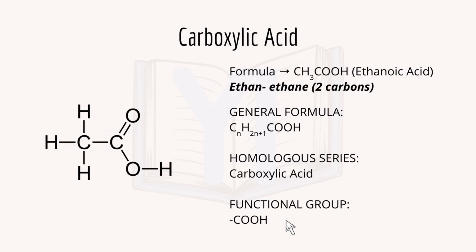So then we have carboxylic acid. Here's the general formula, CnH2n+1 COOH, or the formula for this is CH3COOH, which is ethanoic acid because there are 2 carbons. Homologous series, carboxylic acid, and the functional group is COOH. Let's see, C double bond OH.